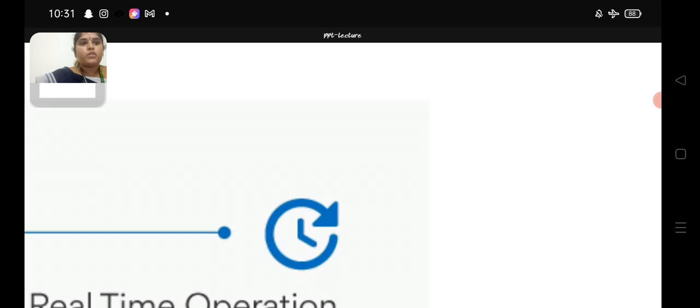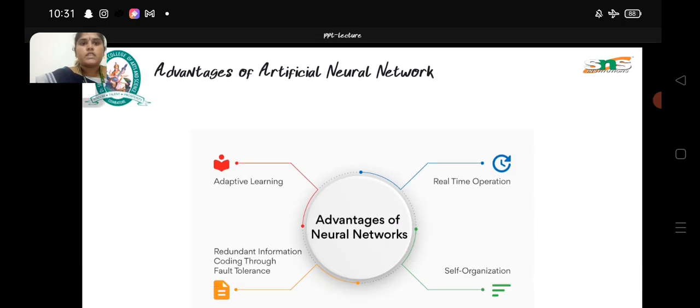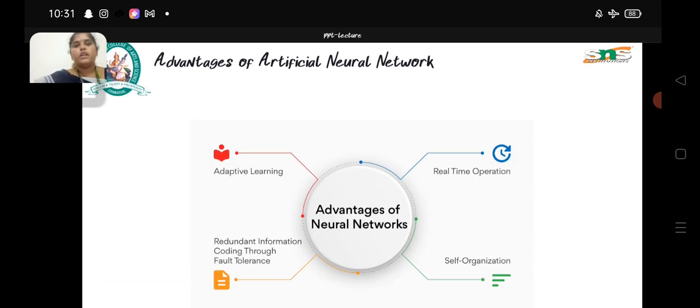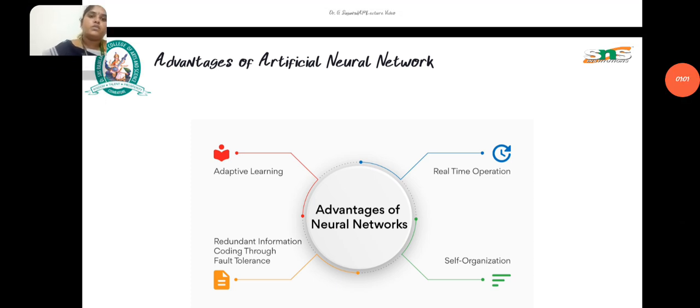So today we are going to see about the advantages of the artificial neural networks, where it is useful and how it is useful. First of all, we are going to discuss the advantages of artificial neural network. It is useful in adaptive learning, real time operation, self organization, and redundant information coding through fault tolerance.